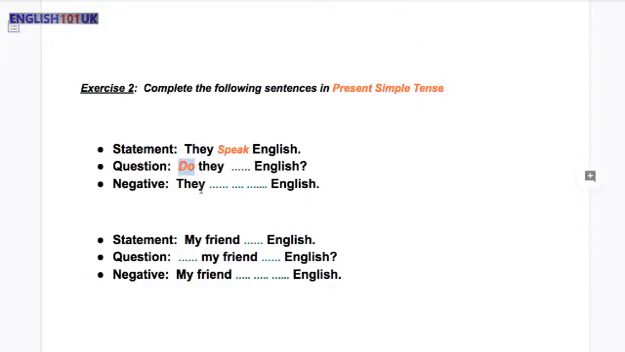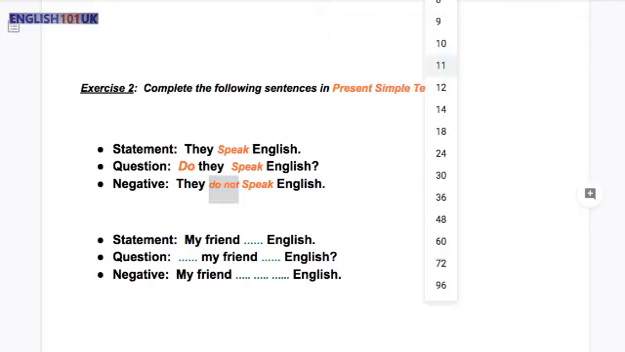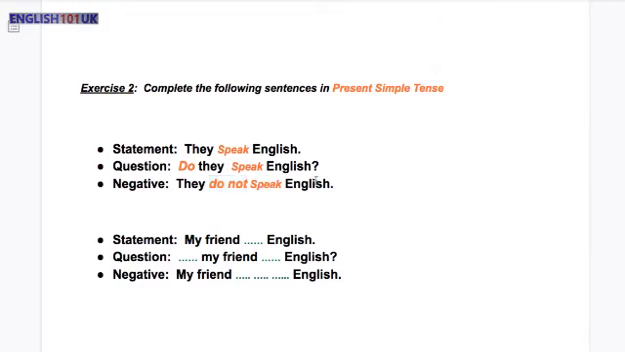Okay. Do they what? Without S, speak English. And how about the negative? They, it's do, then not, then. So here we are. It becomes they do not speak English. That's the negative.